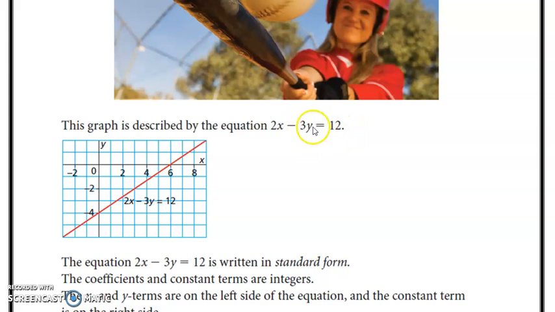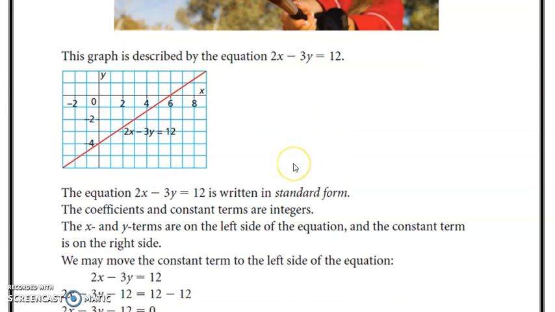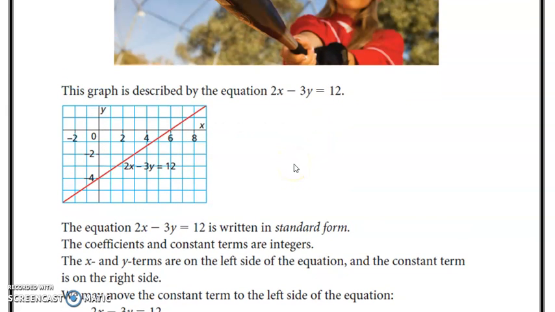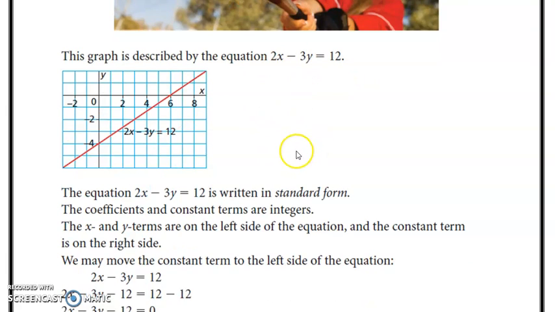Okay, this is actually called standard form. And it's very easy to find the x and y intercept in this form, which we're going to see a little later on. The coefficients and the constant terms are integers. X and y terms are on the left-hand side of the equation, and the constant term on the right. Okay, this is standard form.